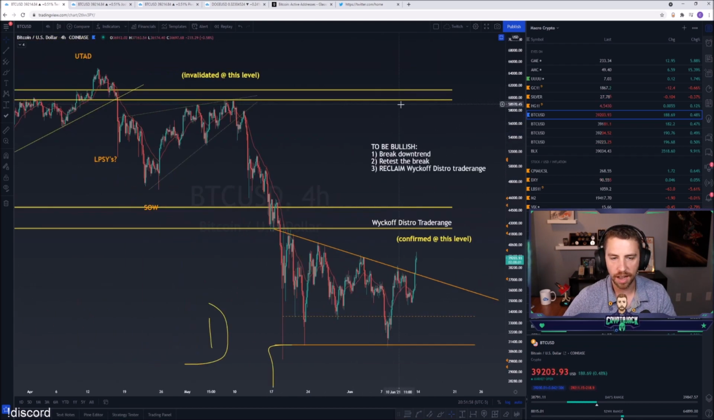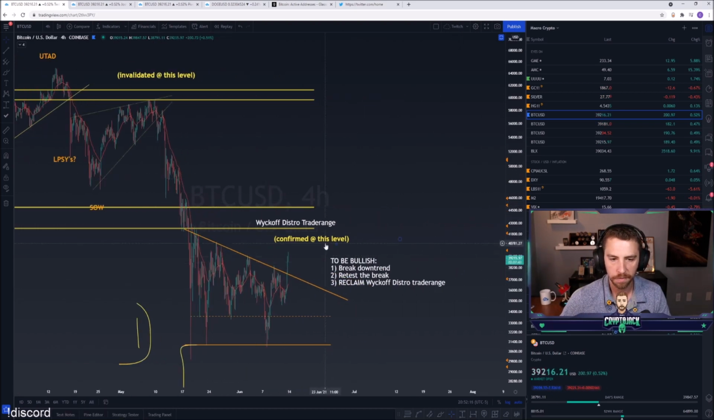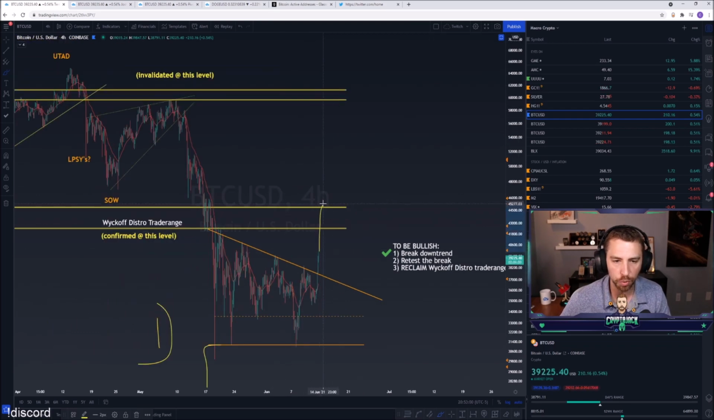Now you can wait for various points. For example, maybe number 1 is what you need. Maybe you're confident enough, you say, you know what, just the break of the downtrend, that's all I need. That's fine. Okay, we have done that. We've literally done that right now. What does reclaim mean? Reclaim just means re-entering.